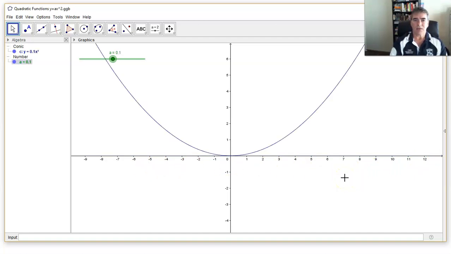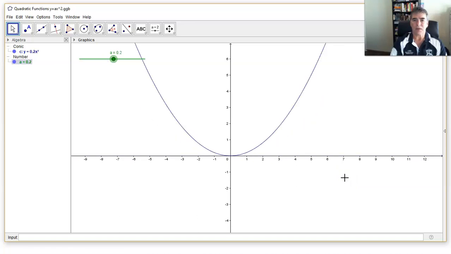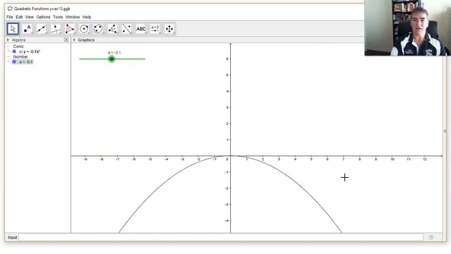So let's make it positive again. So it's positive, and now it's become 0. So what do you think will happen when A becomes negative? Well, it actually makes all our answers negative, so all our y values will now be negative, meaning that our parabola is now upside down.